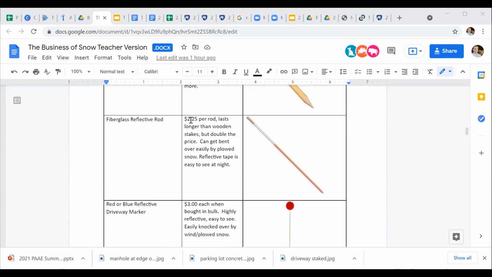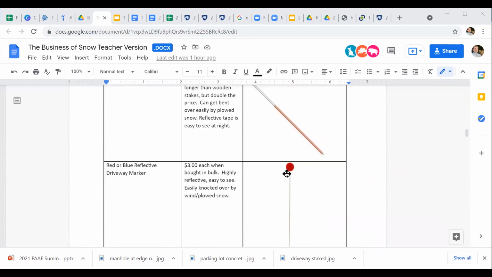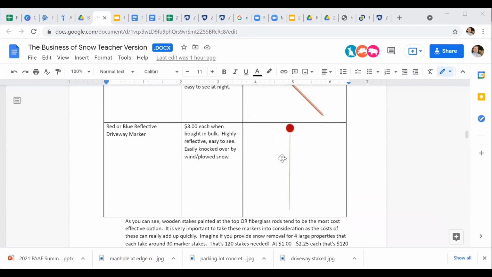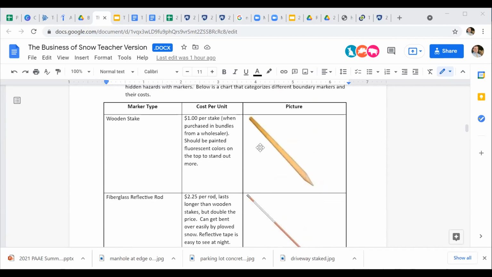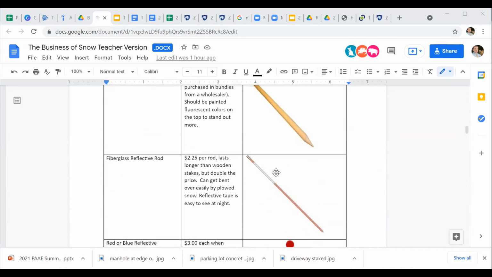Fiberglass rods, this is a Lowe's price from Lowe's, $2.25 a piece. So obviously it's going to double the costs of using these for a property. And then there's these, the good old red reflective or blue reflective stakes. They're the most expensive, and I highly discourage you from using them. They get easily blown over by wind. If you plow up against them, they get knocked over. They're made of plastic. They break. I would really suggest either the fiberglass or wooden stakes painted.